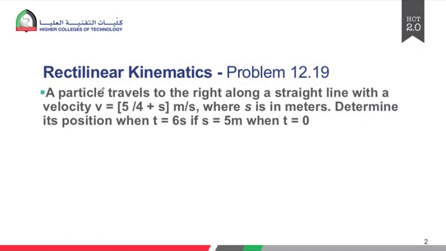So I'll begin by stating the problem, which states that a particle, as you know, a particle is an object without dimensions, travels to the right in a straight line, which has a velocity equal to 5 over 4 plus s, where s is in meters. We should determine the position of this particle when t is equal to 6 seconds.